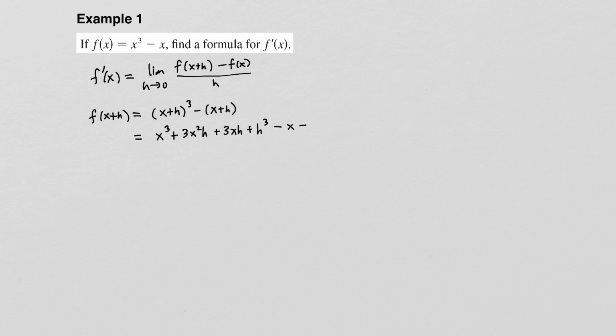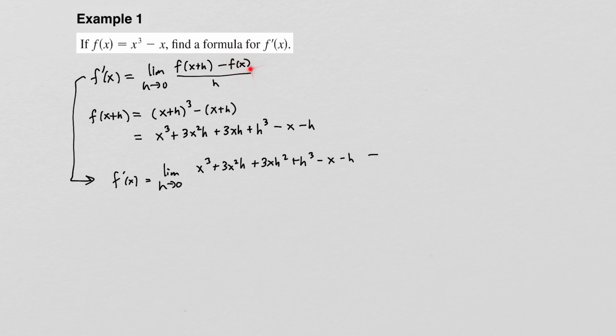And then if I distribute the negative sign, we get minus x minus h on the end of that. And now we're going to plug this back into our derivative formula. So f prime of x is going to be the limit as h goes to 0. F of x plus h is this expression here. And so we get x cubed plus 3x squared h plus 3x h squared plus h cubed minus x minus h minus, and then don't forget we have to subtract f of x, which is just the original function.